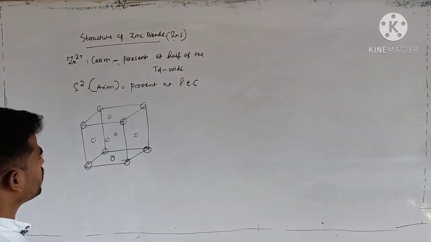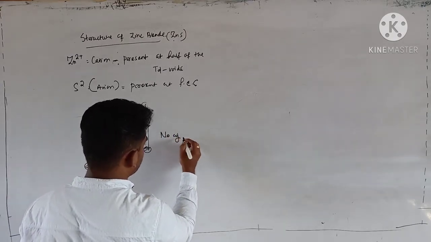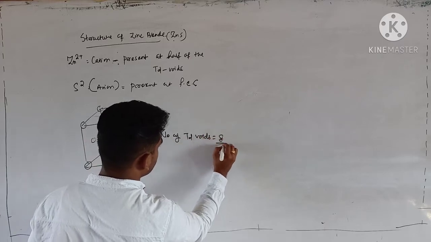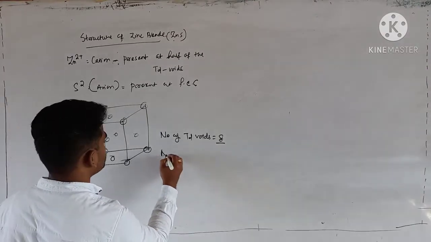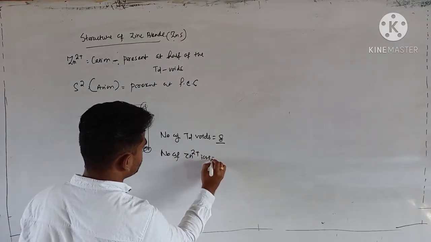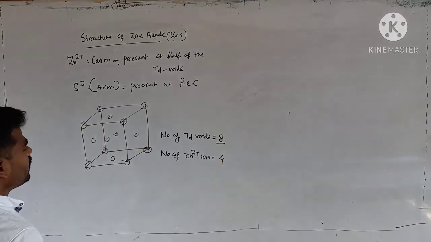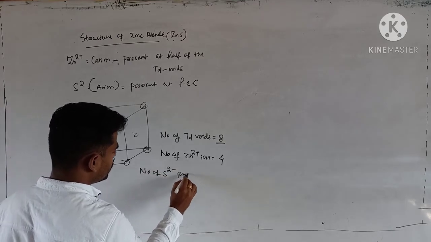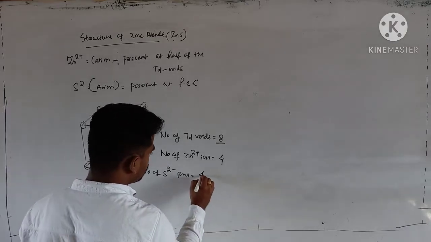You know the number of tetrahedral voids is equal to 8. Since half of the tetrahedral voids are occupied, the number of Zn2+ ions is equal to 4. Is that clear? Next, the number of S2- ions. These are present at packing sites, so for FCC that will also be 4.